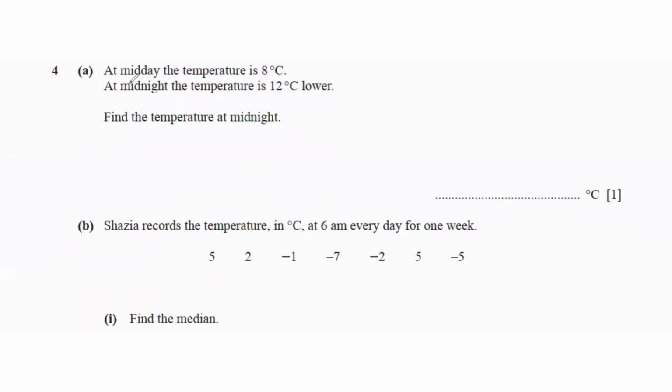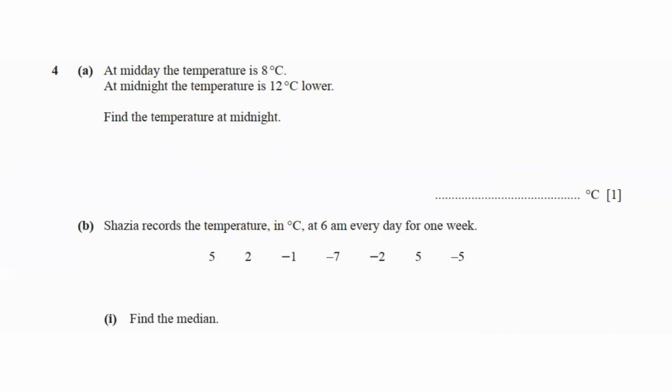In question 4, it says at midday the temperature is 8 degrees Celsius. At midnight, the temperature is 12 degrees Celsius lower. Find the temperature at midnight. What we'll do is 8 minus 12, which is going to be negative 4 degrees Celsius.